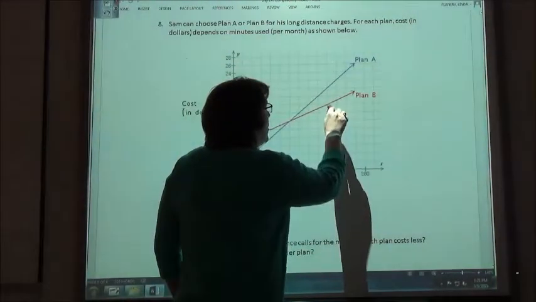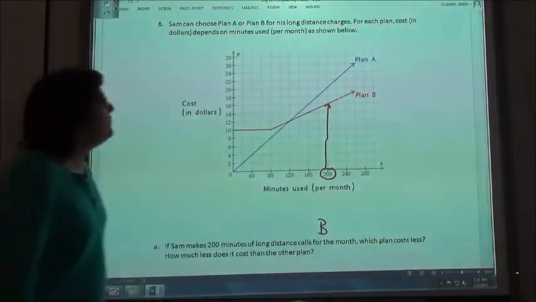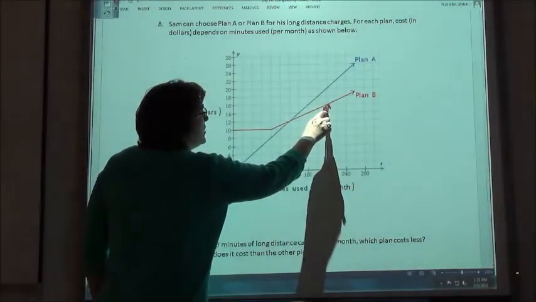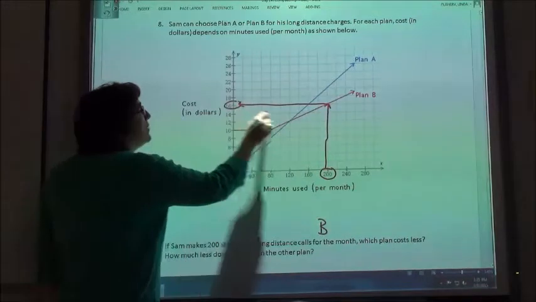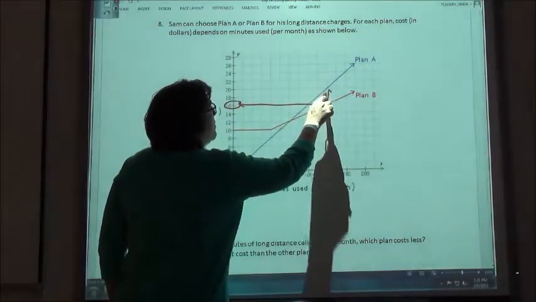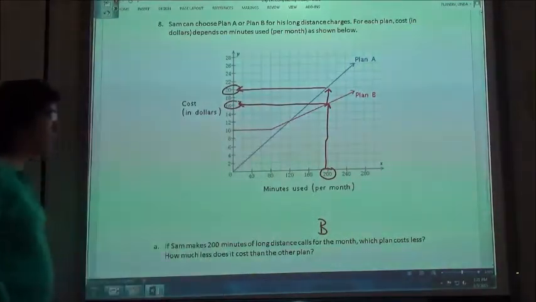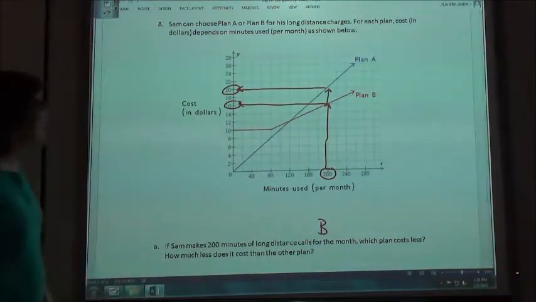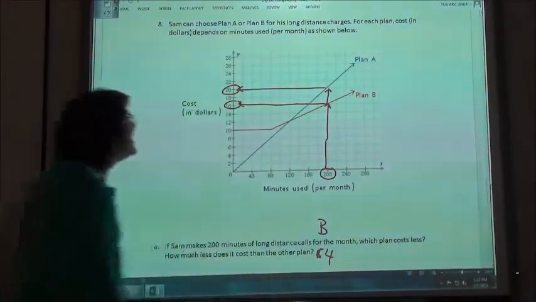Plan B is going to cost me less, because that's the one I run into first, right? But then I have to know how much less. So if I look, for 200 minutes, how much did Plan B cost me? $16. How much would Plan A have cost me? $20. So how much less did it cost? $4 less. 20 minus 16, $4.